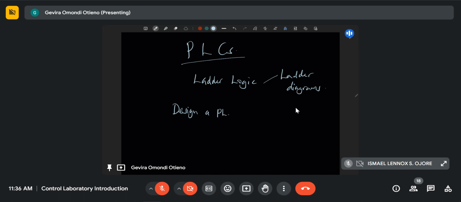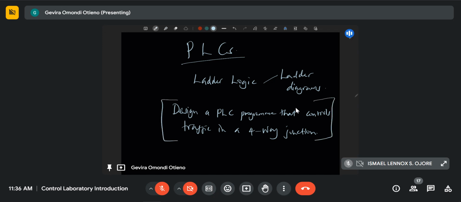a PLC program. So you're actually going to come up with a ladder diagram that controls traffic in a four-way junction. So maybe like Uhuru Highway or Pennsylvania or whichever, but a junction that has four different ways. So this is the basis of your design.